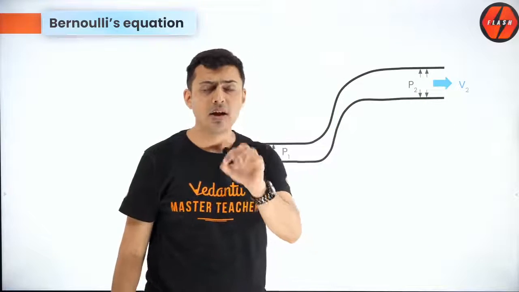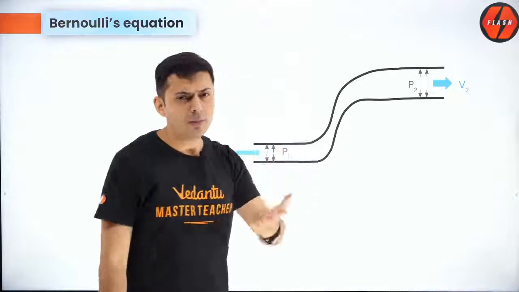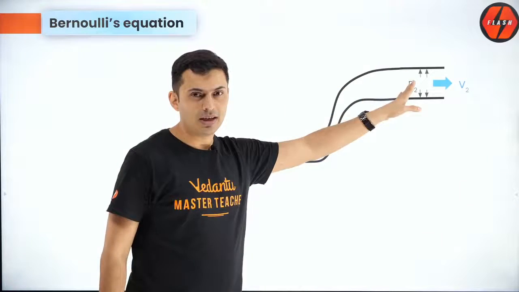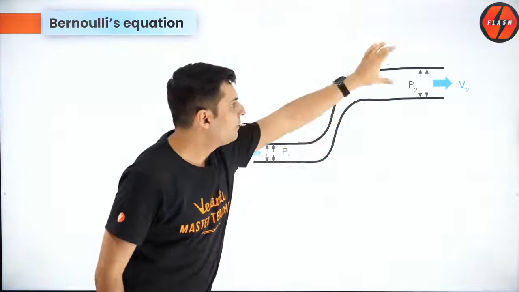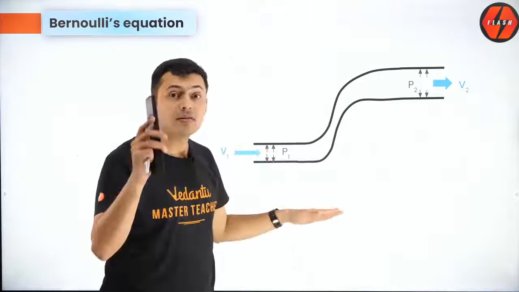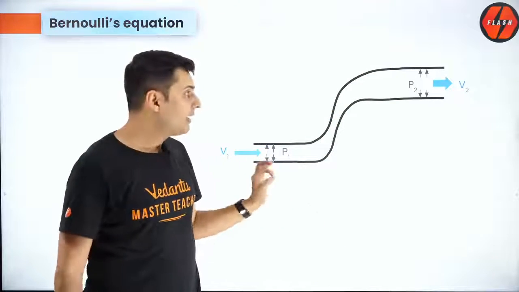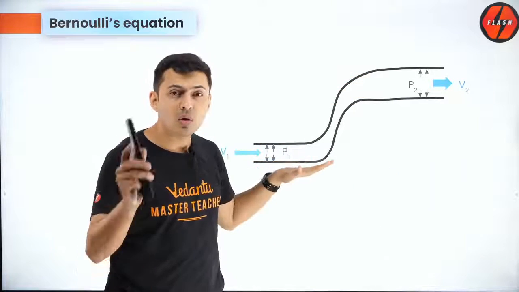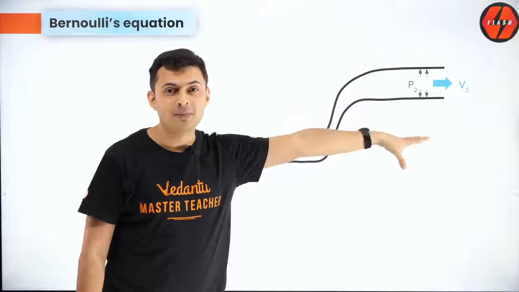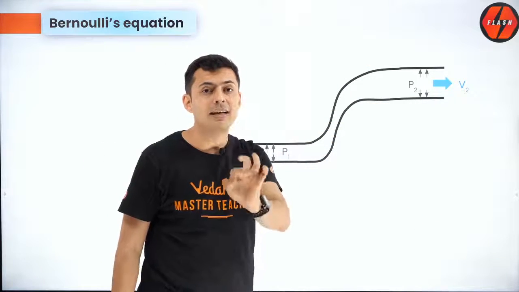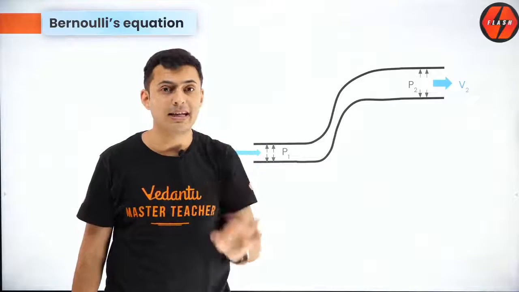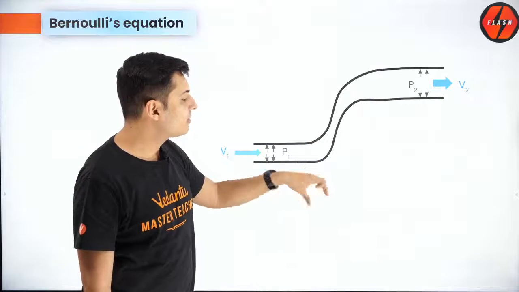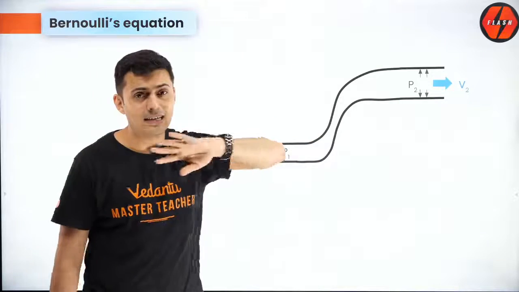Now be very careful, guys. One common silly mistake is that a lot of people say, sir, if I know P2, I also know P1, because if P2 is some value, then P1 will be P2 plus rho g h. That is wrong. Why? Because P1 equals P2 plus rho g h is only valid when the fluid is static. The moment you have moving fluids, you cannot use that. That is not at all valid.